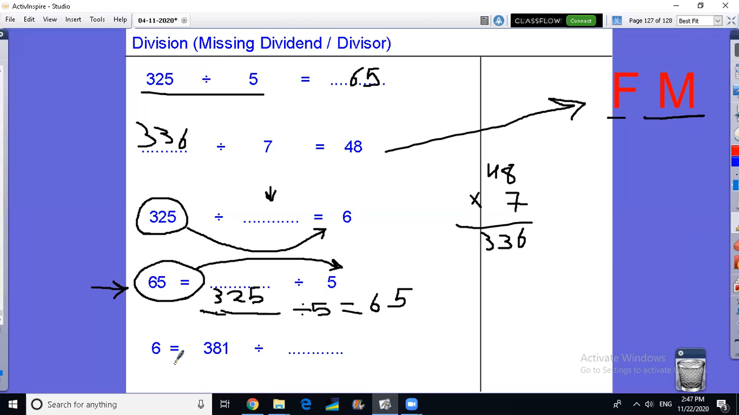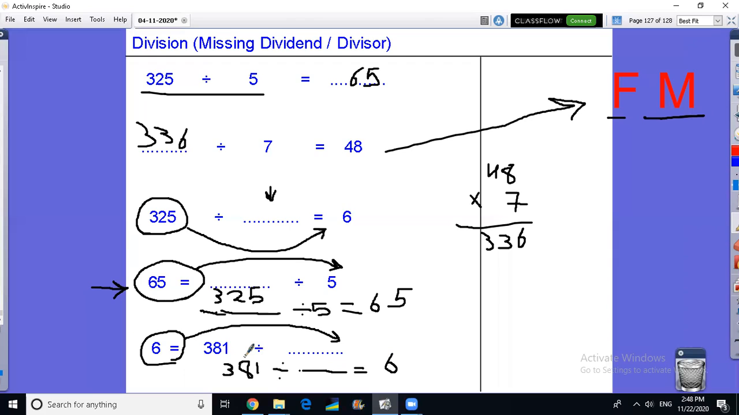So here, the first thing that we need to do is to rewrite the question. If it is confusing to you, rewrite it. So here, 6, I'm going to take it over there and put it at the very end of the question. So the question is going to be 381 divided by what? Sorry, my terrible handwriting. Divided by what equals 6. Oh, it's not the first number that's missing right now.